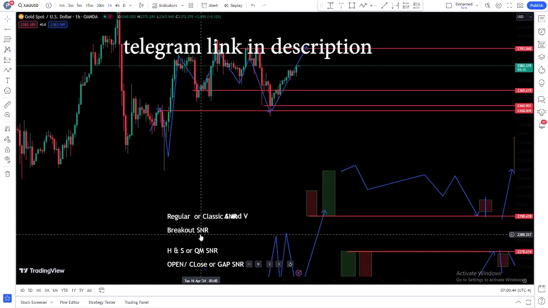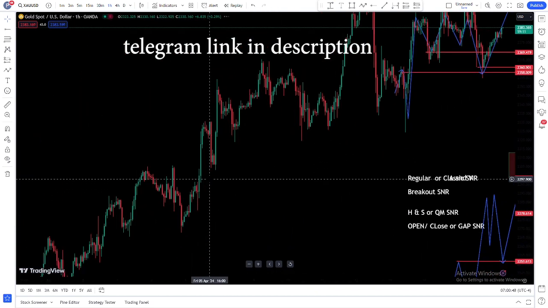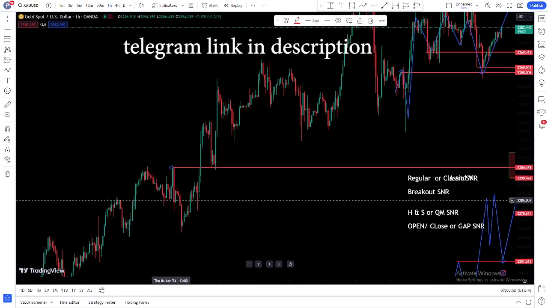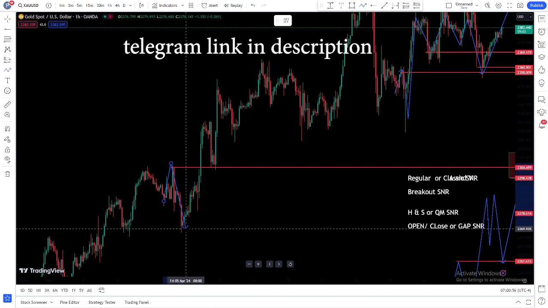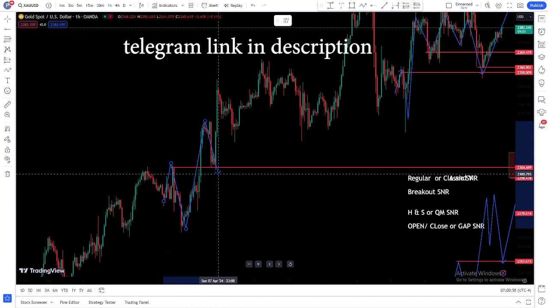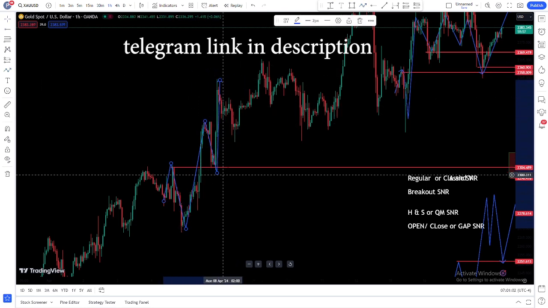Now let's see another one, what we can see here. Look at this one. We have an A shape here. Eventually it broke out and came back to this level, and we are going to see a sharper movement to the upper side. So this is the breakout SNR.